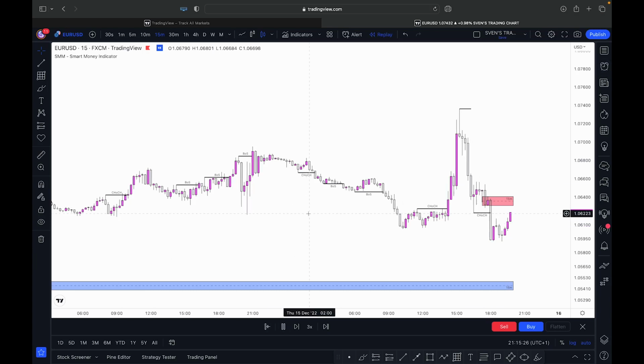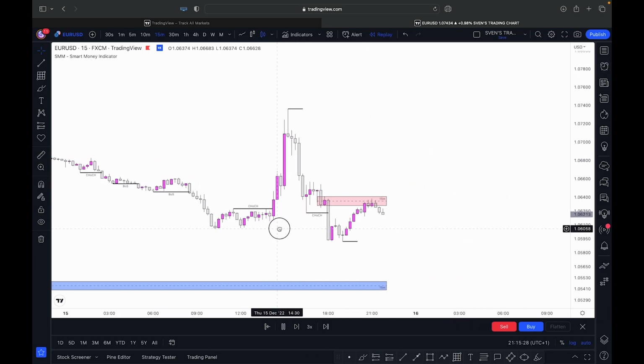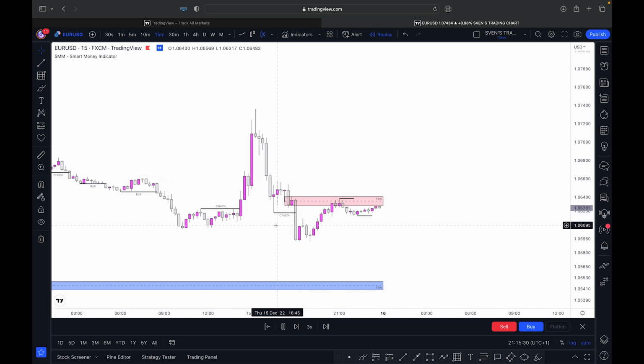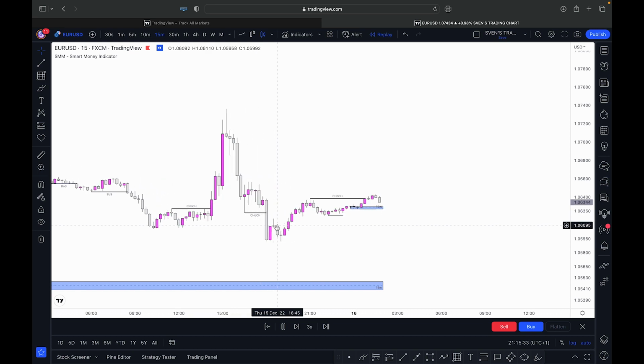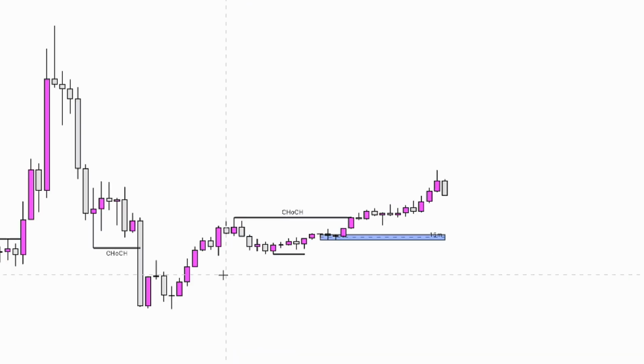Hey traders, today we're going to talk about the concept of smart money in the financial markets. You may have heard this term before, but what does it really mean and how can it be useful for traders like us?